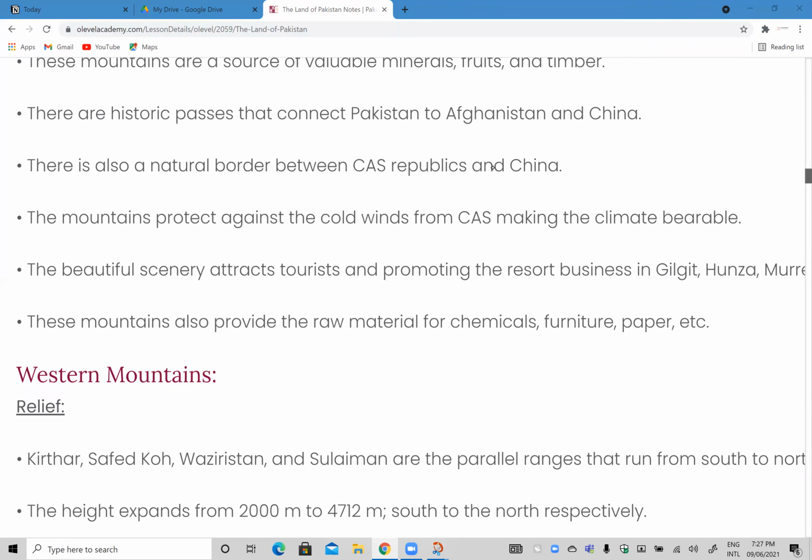You would have experienced the extreme climates of Saudi Arabia and UAE in summers, and then compare that to Pakistan. It's not very hot over here. Even in winters, only the northern mountains, the northern areas, experience severe winters. The rest of the country experiences a very moderate climate. The purpose of telling that is the northern mountains act as a barrier to strong cold winds. CAS countries are generally cold, and the cold winds flow from the CAS states to Pakistan, and these mountain ranges act as barriers to these cold winds.